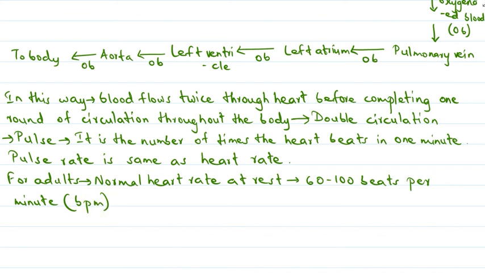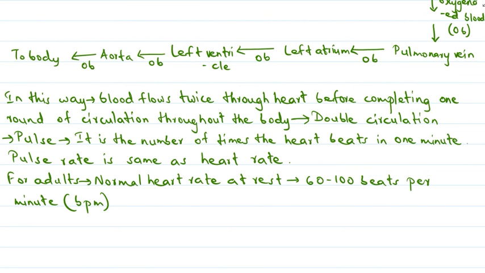Okay, so a lower heart rate is actually an indication that our heart is functioning more efficiently, but only those adults who are well trained athletes have a normal pulse rate of 40 to 60 beats per minute.